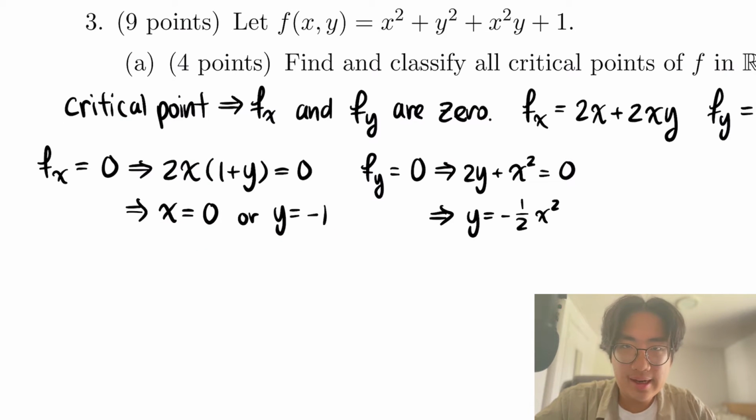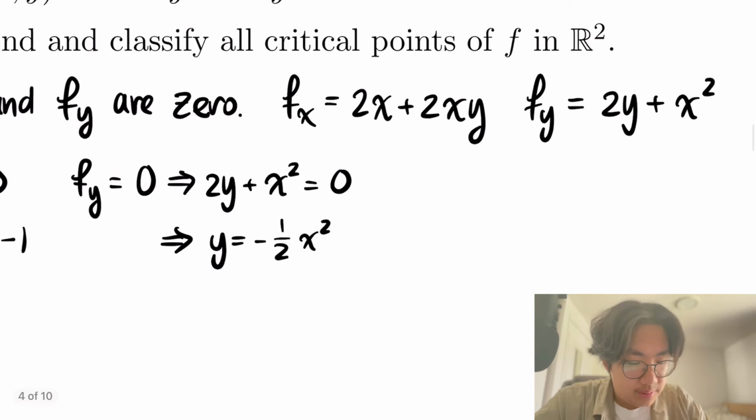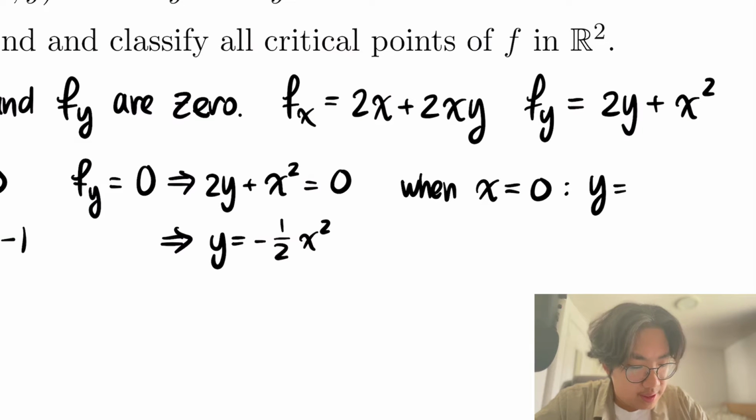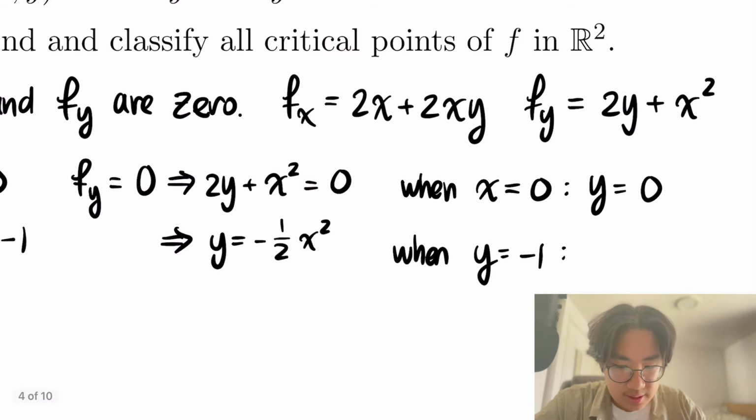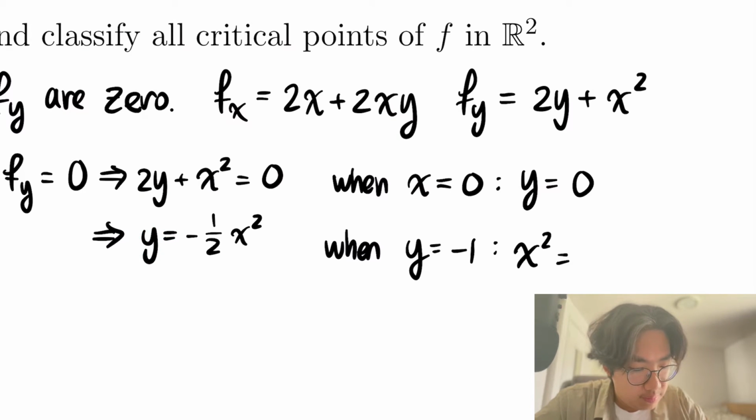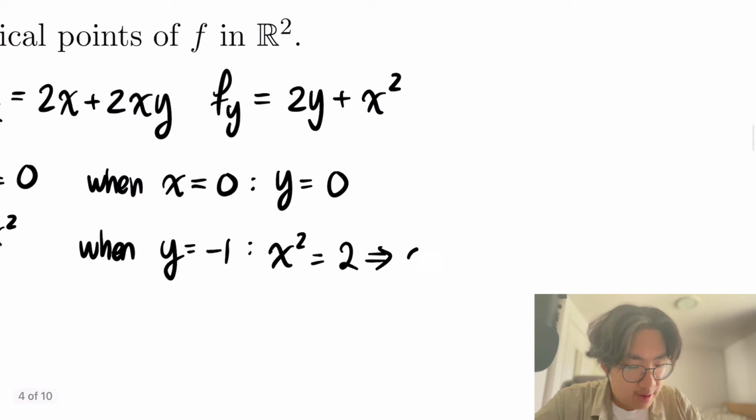Don't do them simultaneously. I'm thinking the logic behind this is they don't necessarily have to be these values at the same time. So just pick one, consider what happens, and then repeat for the other. So when x is equal to 0, we can now look over here. Obviously, y is also then equal to 0. And then when y is equal to negative 1, we have negative 1 is equal to negative 1/2 x squared. So obviously, then x squared is equal to 2, meaning that x is equal to plus or minus root 2.